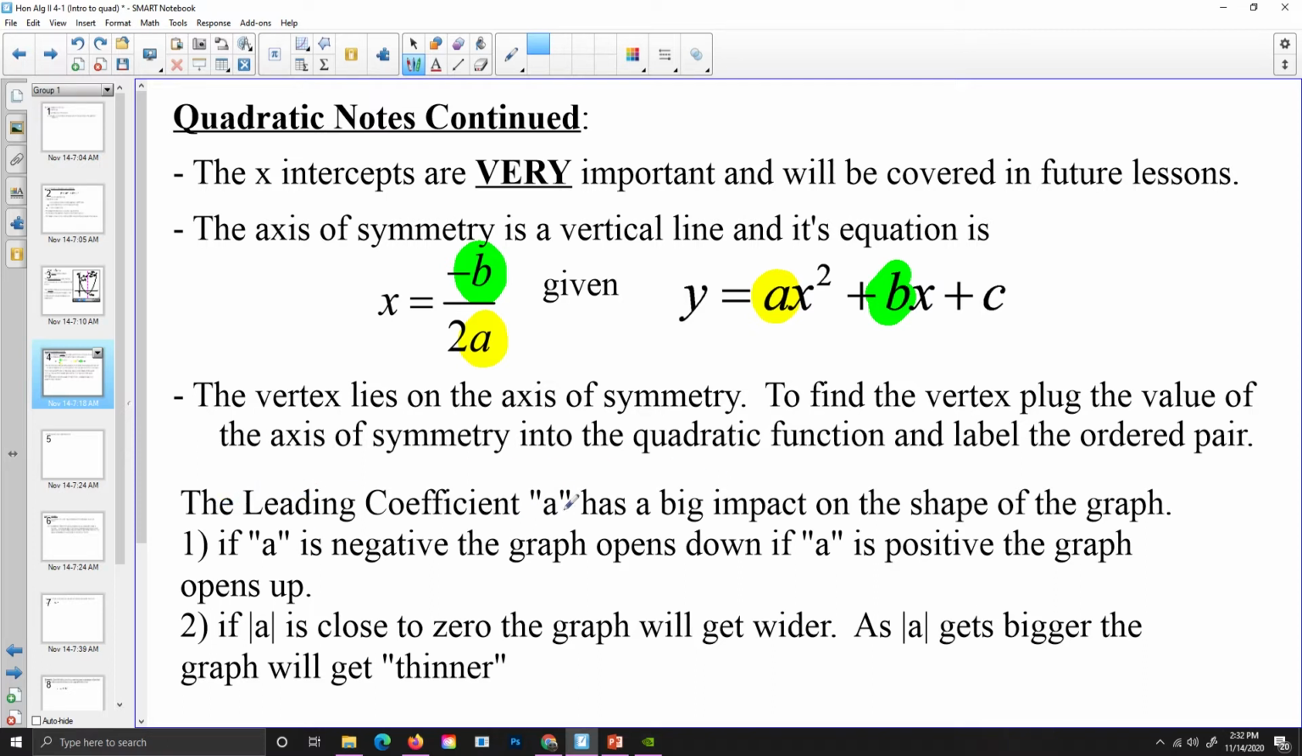The leading coefficient a, so this value right here that I've highlighted in yellow, has a big impact on the shape of the graph. If a is negative, then the graph goes down. If a is positive, then the graph opens up. If the absolute value of a is close to 0, then the graph will get wider. If the absolute value of a gets bigger, then the graph will get thinner. So let's take a look at that in a Desmos demonstration.